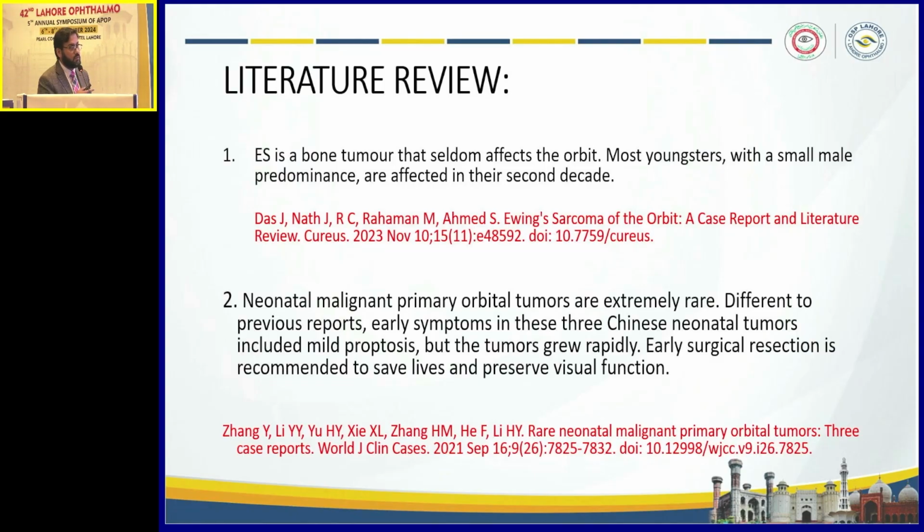This type of tumor usually occurs in the second decade, but it has been reported in a 7-month child, in its neonatal age. Another study says that neonatal malignant primary orbital tumors are extremely rare. In a different previous report, early symptoms in 3 Chinese neonatal tumors included mild proptosis, but the tumors grew rapidly. Early surgical resection is recommended to save lives and preserve visual function.